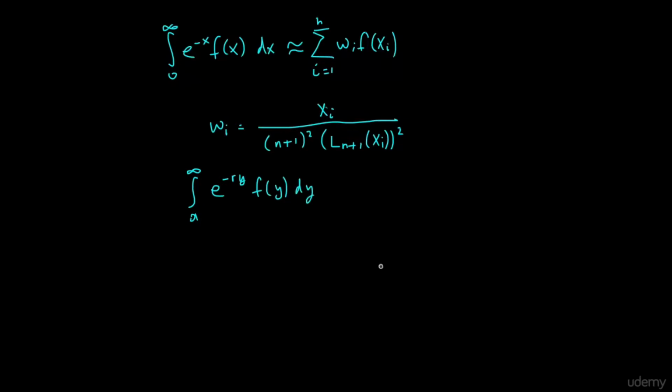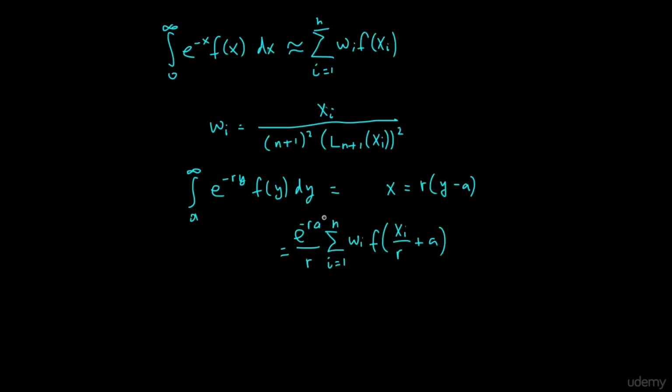In this case, what we can do once again is a linear change of variables. So we can say that x is actually going to be r times (y minus a), in which case we can rewrite the integral. This integral is actually going to be equal to e to the minus ra divided by r, multiplied by the sum going from 1 to n of w_i times f of (x_i divided by r, plus a).